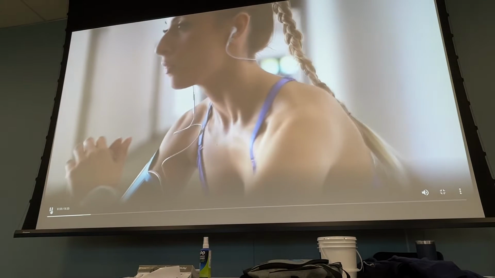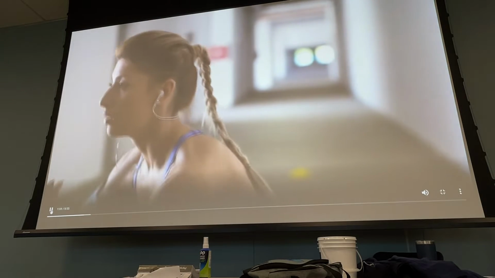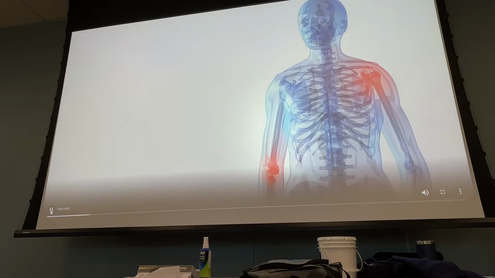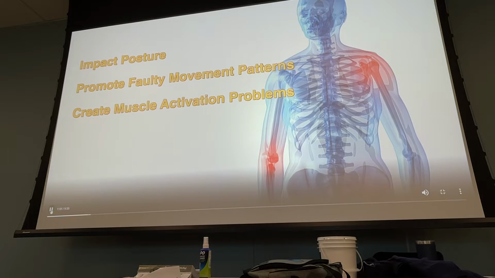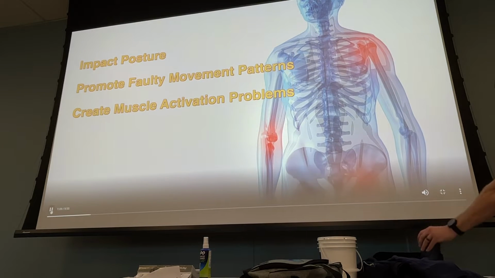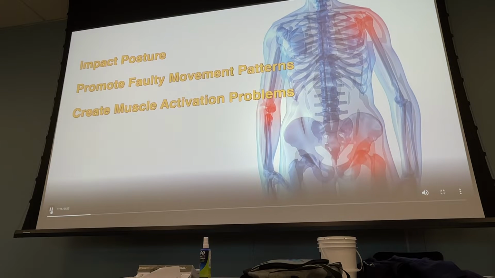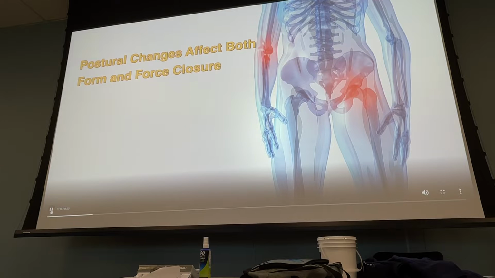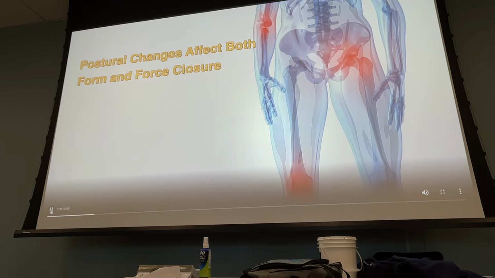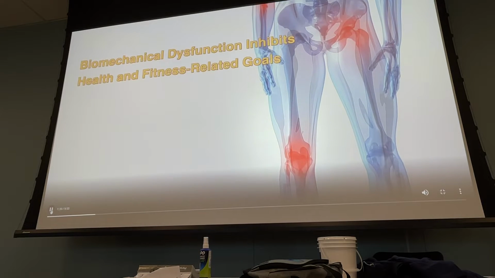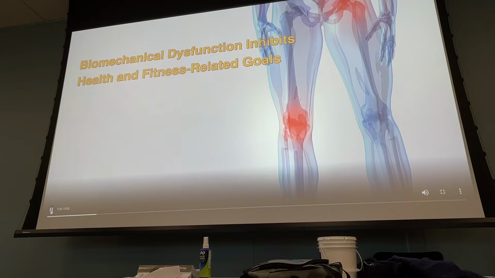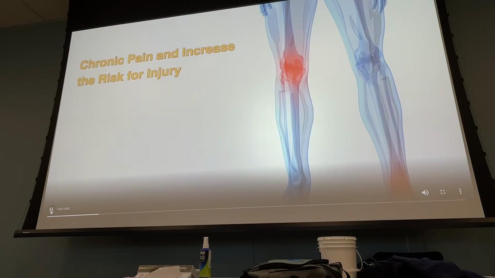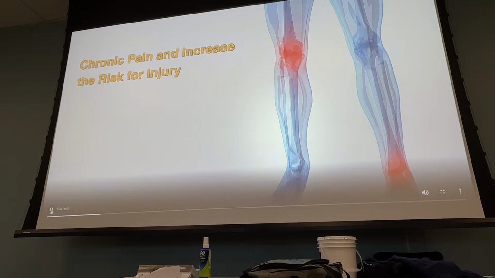Corrective exercise should be a priority for those with known issues for the following reasons. Biomechanical issues impact posture, promote faulty movement patterns, and create muscle activation problems. Consequent postural changes affect both form and force closure. Biomechanical dysfunction inhibits health and fitness-related goals. And distortions can cause chronic pain and increase the risk for injury.